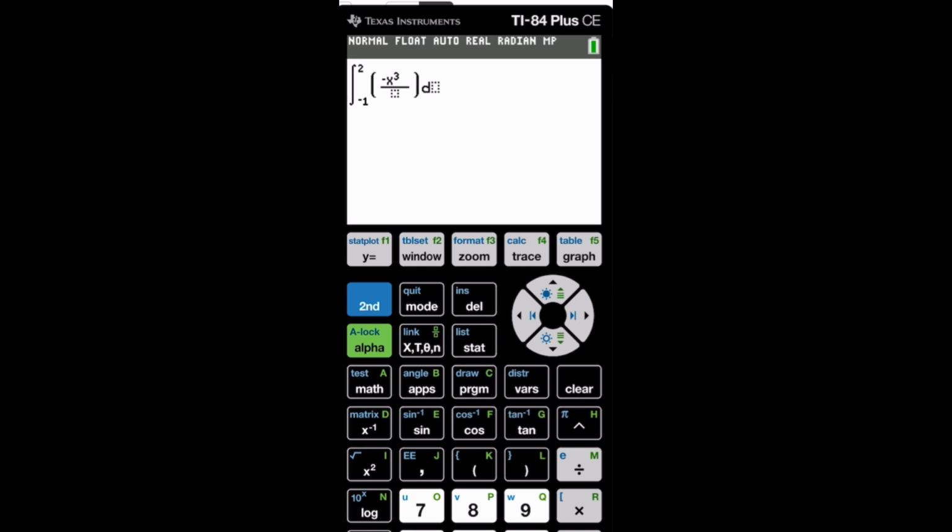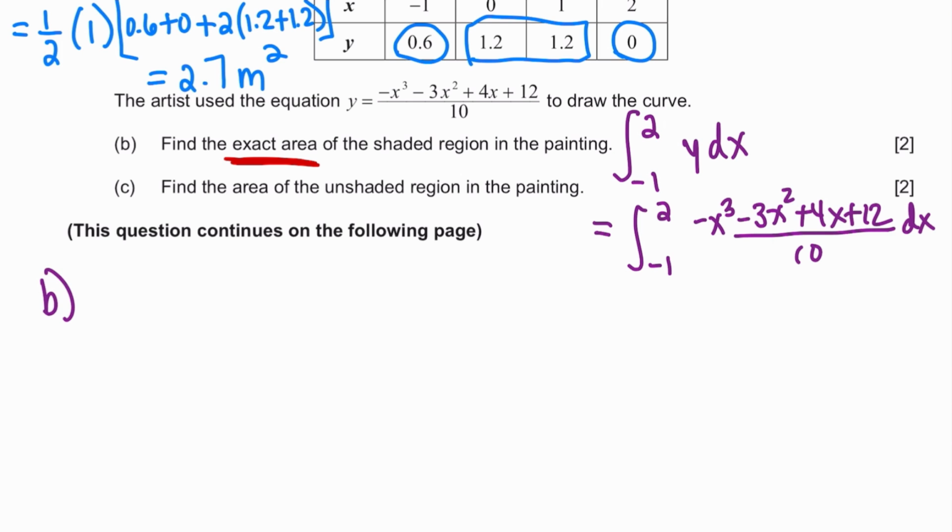-x to the third minus 3x squared plus 4x plus 12 all over 10. And this is going to be dx. So notice right there, the calculator is giving you the exact answer, 2.925. So the answer for part B is going to be 2.925 square meters.